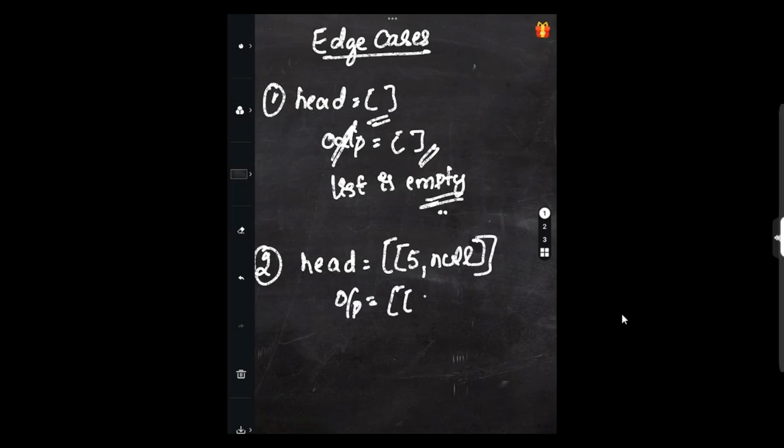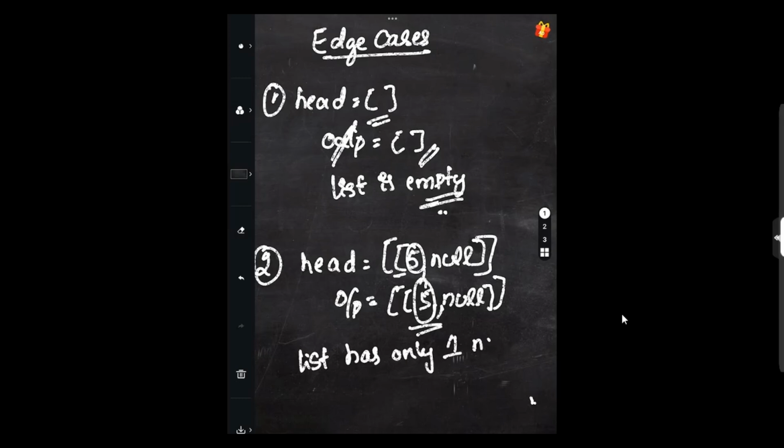Output will be 5 and null as well. So what's the condition here? We are going with when the list has only one node with no random pointer. You can clearly see here, when the list has only one node and no random pointer. So this is for the second edge case.